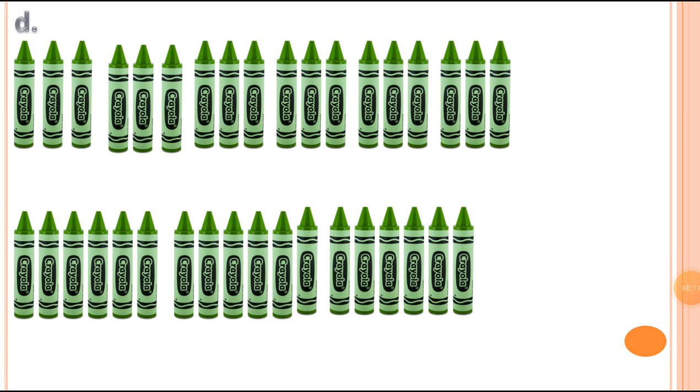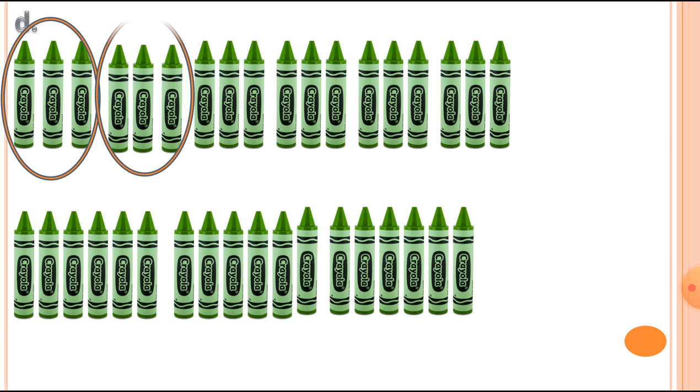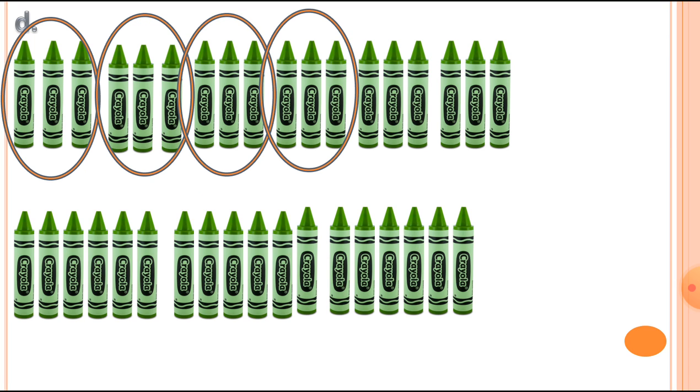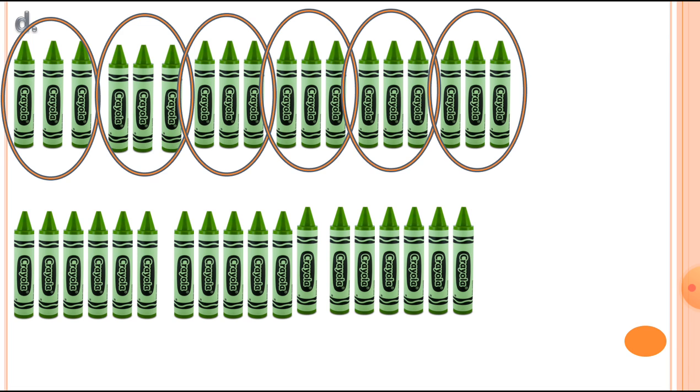Now here let's make the groups first. You can see sum number D is this, and first of all let's make the groups. Here is first group, second group, third group, fourth group, fifth group and here is sixth group. Total there are 6 groups. And how many crayons in each group? 1 2 3 in each group. There are 6 groups and each group has 3 crayons. So 6 3s is equal to 18.